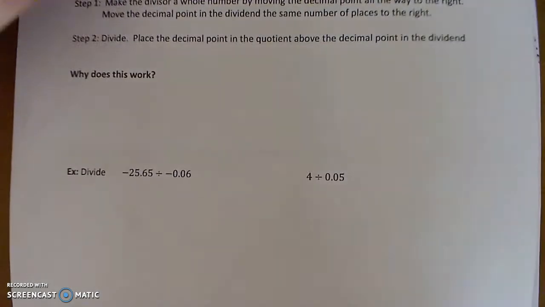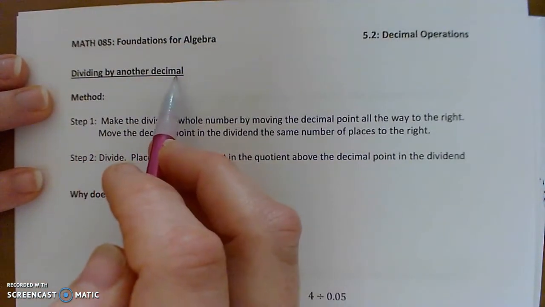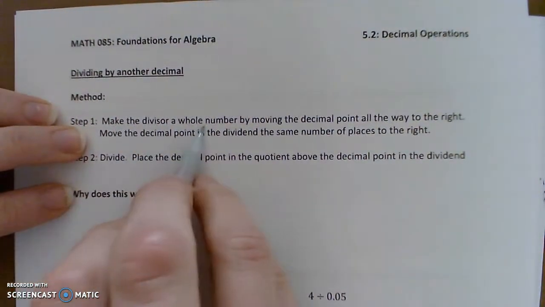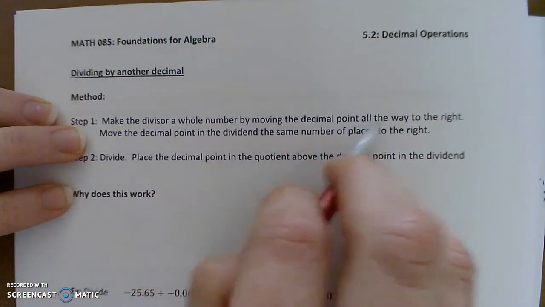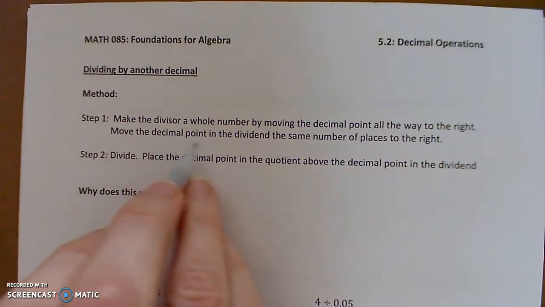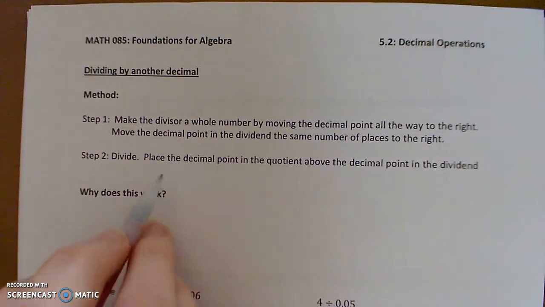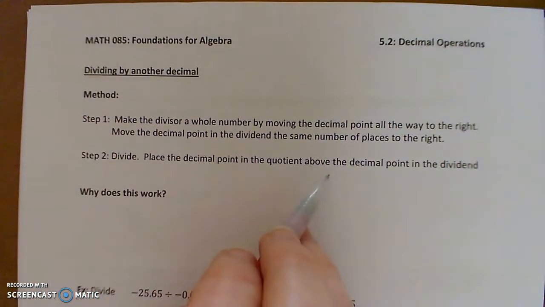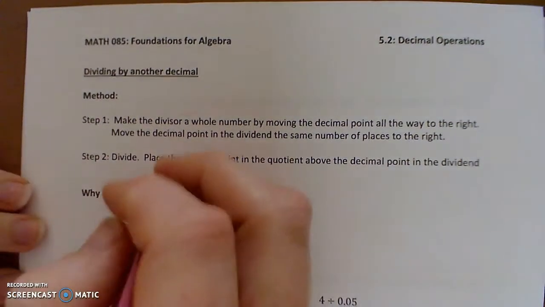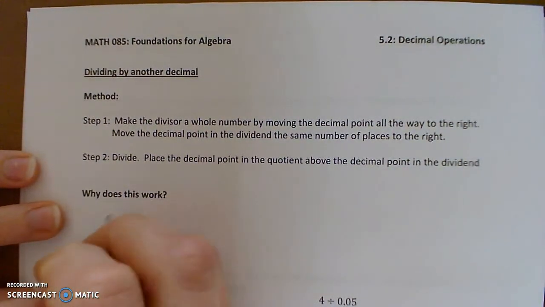So there's just one extra step when you're dividing by another decimal, when your divisor is a decimal. The method is to make the divisor a whole number by moving the decimal point all the way to the right. And also, you'll have to move the decimal point in the dividend the same number of places to the right. Then we divide and place the decimal point in the quotient, just above the decimal point in the dividend, just like we did in the last page. So I'll give you an example, and then let's talk about why it works.